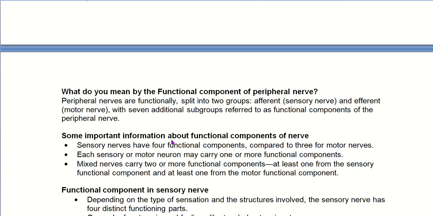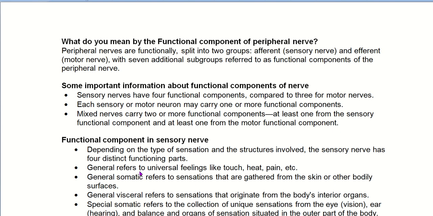What do you mean by the functional component of peripheral nerve? Peripheral nerves are functionally split into two groups: afferent or sensory nerve, and efferent or motor nerve, with 7 additional subdivisions. So these 7 subdivisions are known as the functional components of peripheral nerve.